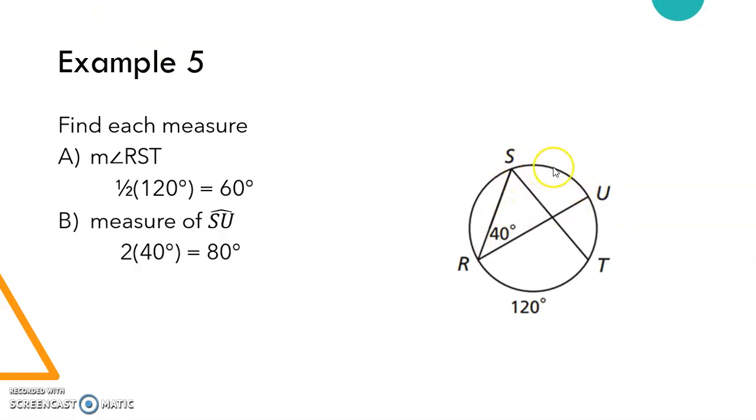Now I remember that this arc is twice as big as this angle. So I did 40 degrees times 2 to get 80 degrees. SU is 80 degrees.